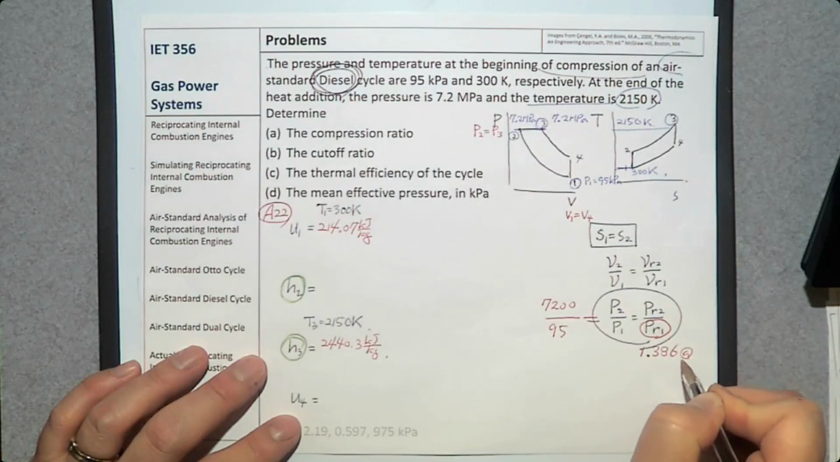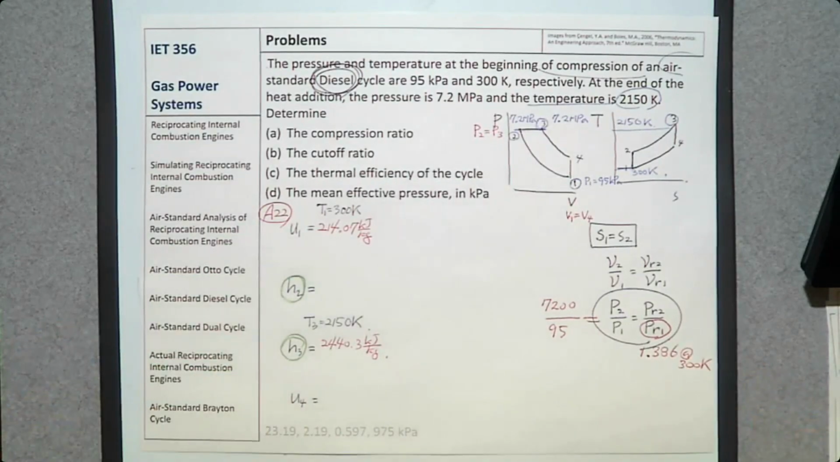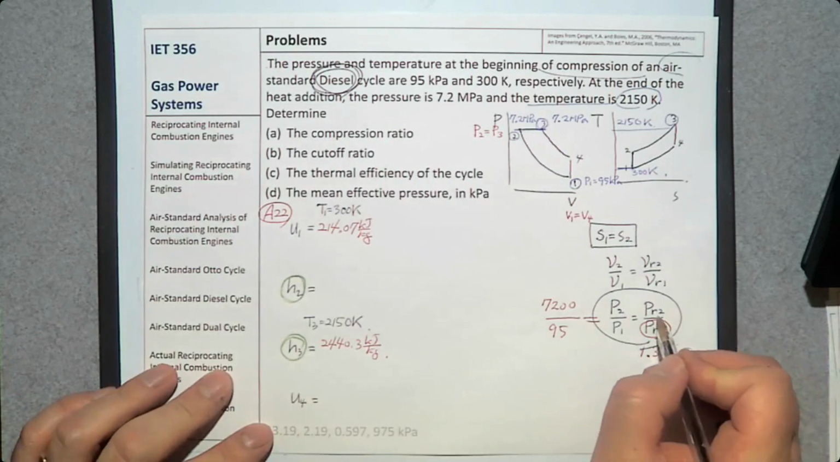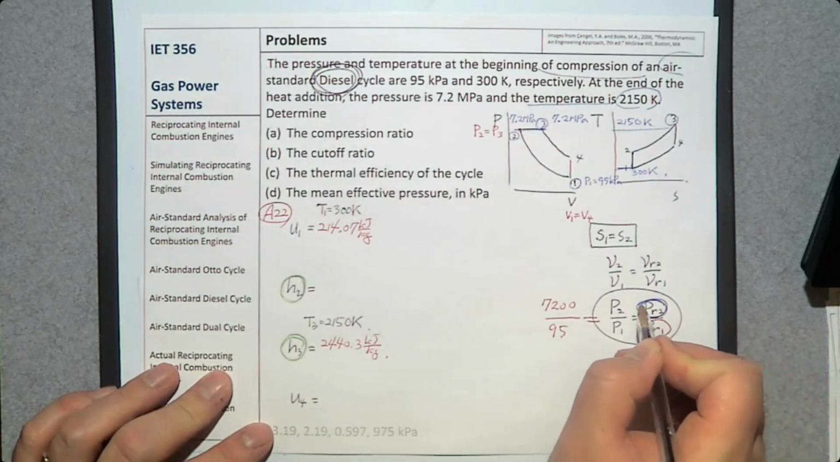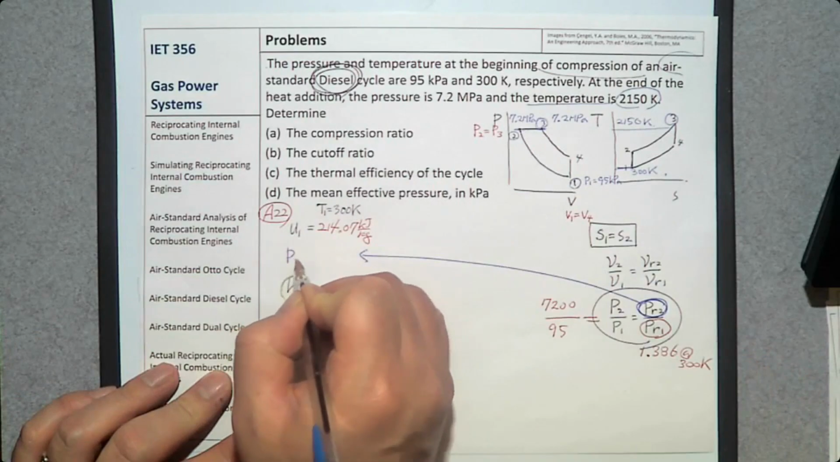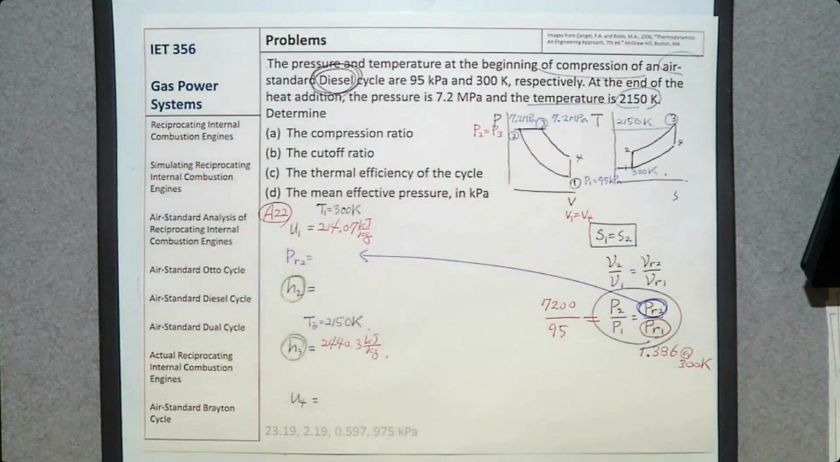1.386 at 300 Kelvin. Done. We have everything but PR2. Can you find PR2? Yes. We found PR2. Let's go in here. PR2 is what?